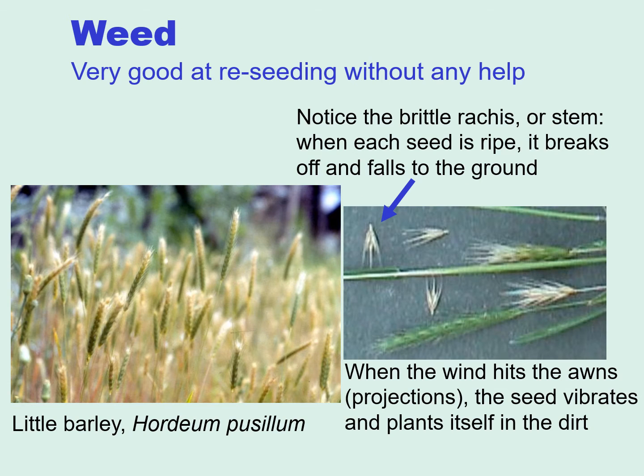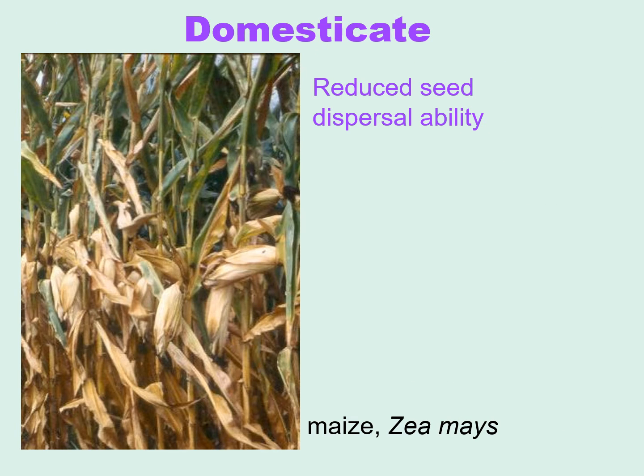Now I can talk about the ways in which weeds differ from domesticates. One of the ways in which they differ is that weeds are very good at reseeding without any help from humans. Here with little barley, notice the brittle rachis or stem. When each seed is ripe, the next piece of the rachis breaks off and the seed falls to the ground with the awns up. And then when the wind hits the awns, the seed can actually plant itself. Whereas domesticates have some kind of reduced seed dispersal ability, or not always, but oftentimes.